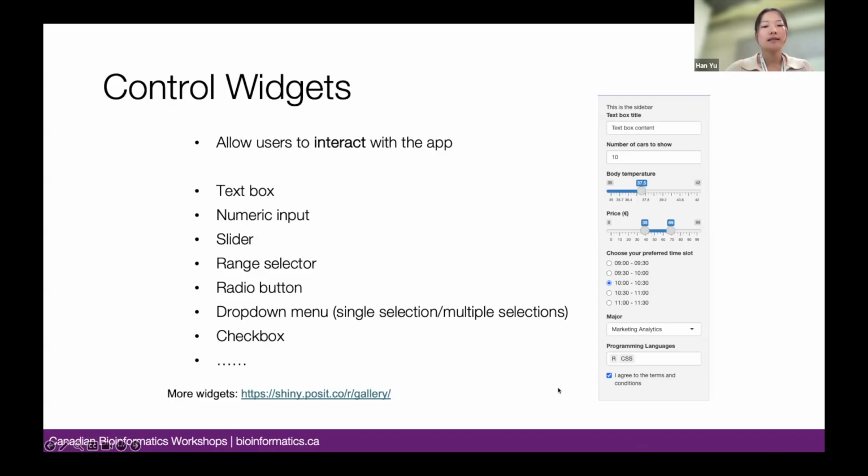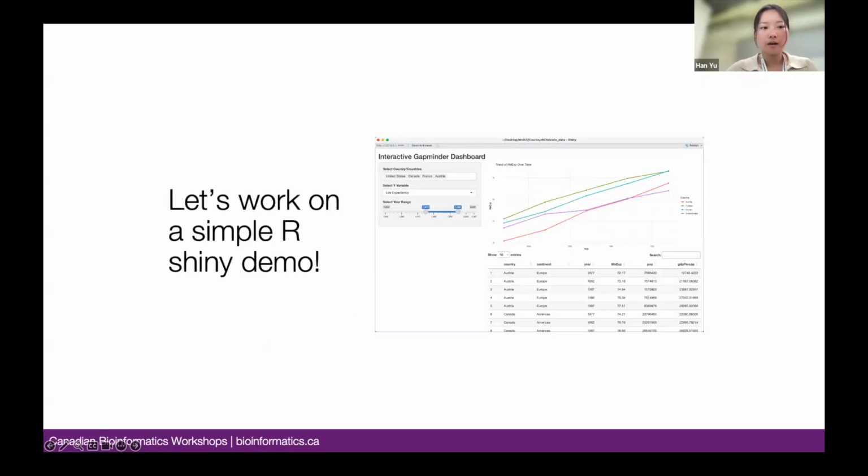So for example, a slider input can allow users to set a numeric range, like here. And a drop-down menu lets them choose between different categories, like here. I think this one is a drop-down menu. So by incorporating these widgets, the users can explore the data set, filter information, and customize outputs in real time. So let's see a simple R Shiny demo.